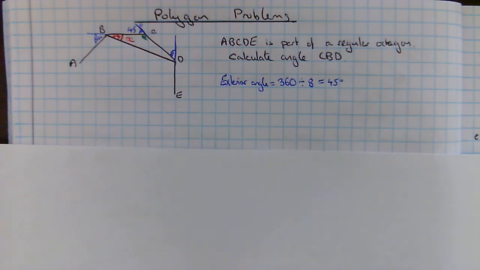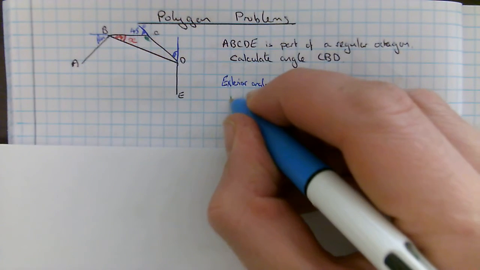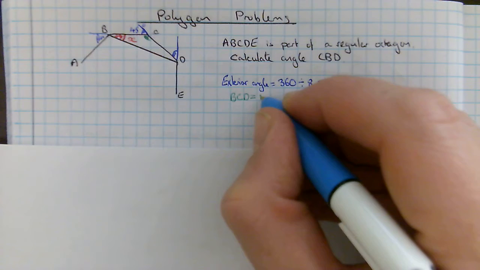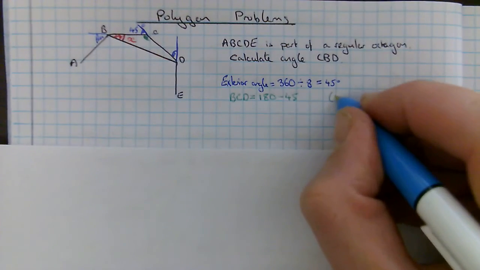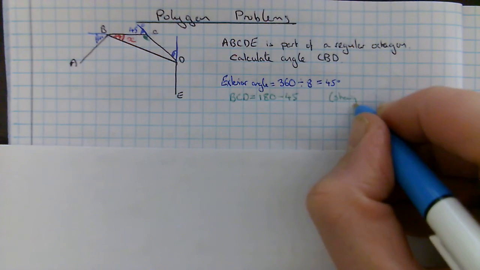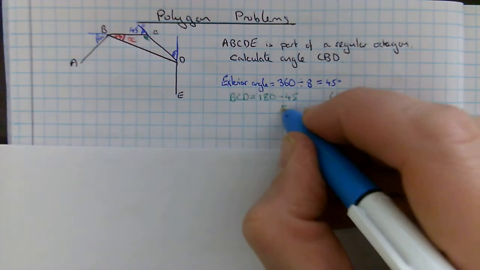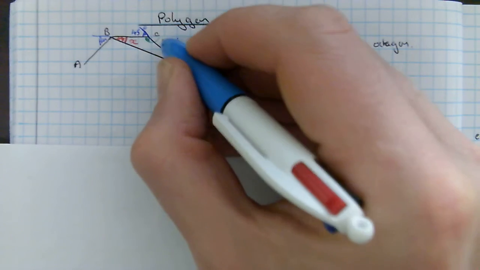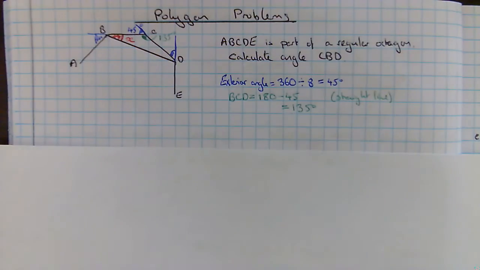Well, they're on a straight line, so my green angle, which is angle BCD, from B to C to D, so BCD must be 180 take away 45, because the angles are on a straight line. And that is 135 degrees. So we're almost there. I found that this is 135 degrees. Now I need to find out what X is.